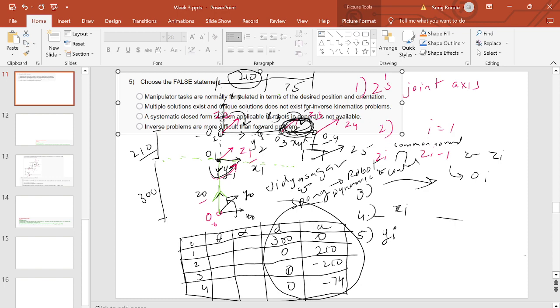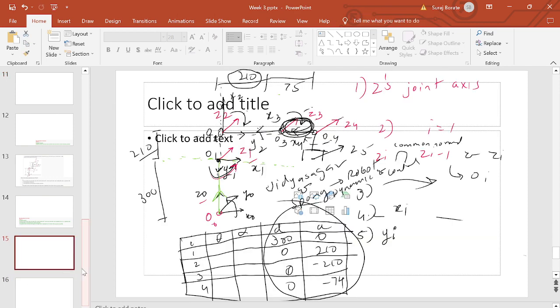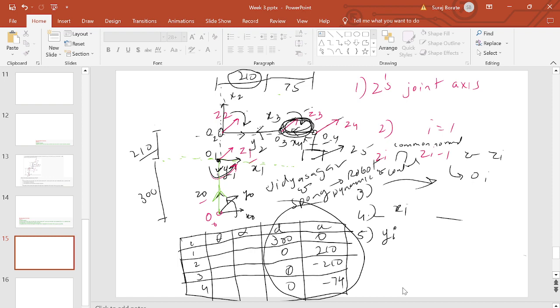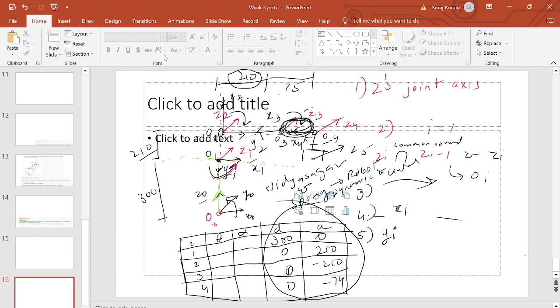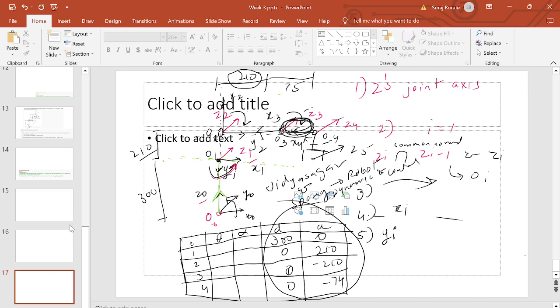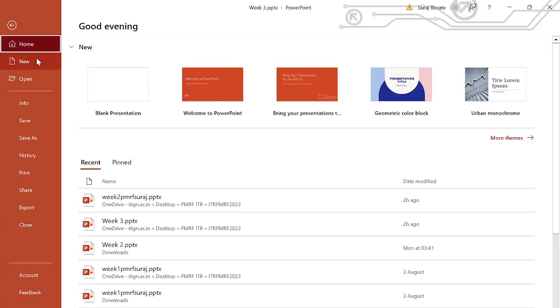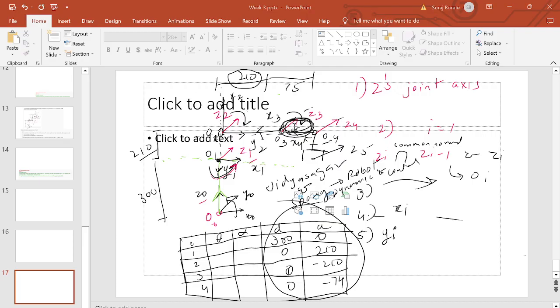So choose the false statement. Why does it always create this? I'm sorry for this disturbance, but okay, I'll make a. Okay, so this is the question. So choose the false statement. Are you guys with me? Can you hear me? Yes, sir. Anyone? Yeah. Yes. Sorry for that mess on the slides, but okay.